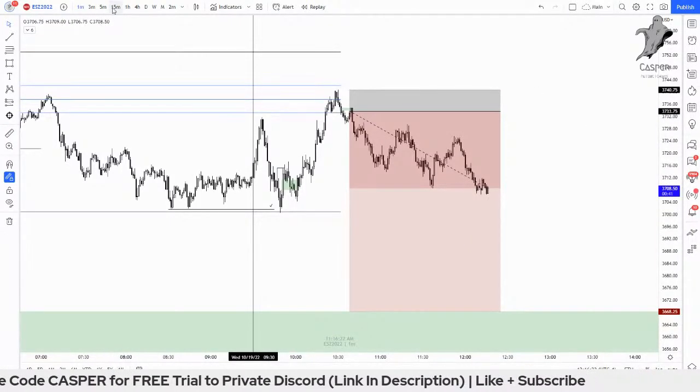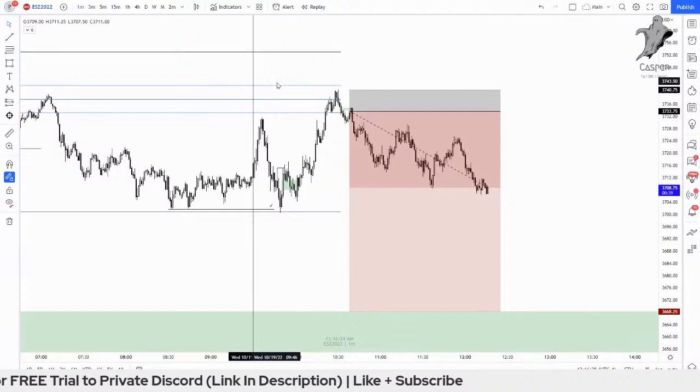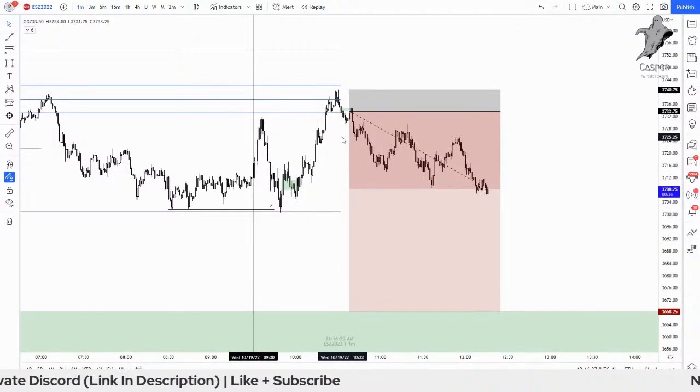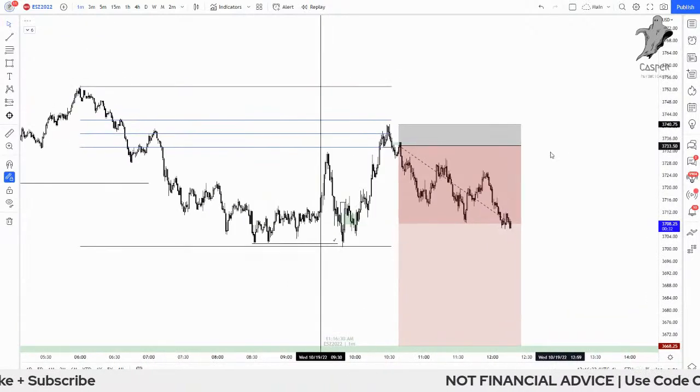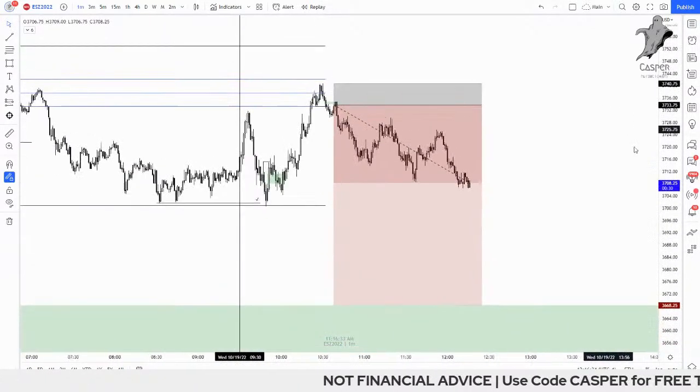Notice I'm using the 1 hour, the 5 minute, the 15 minute, the 1 minute. The 1 minute I'm just really using for entries. But you can kind of layer analysis to get more highly probabilistic setups.